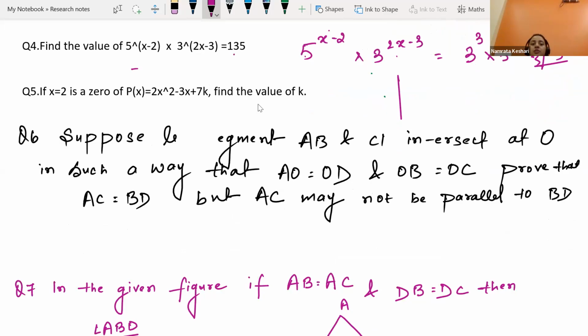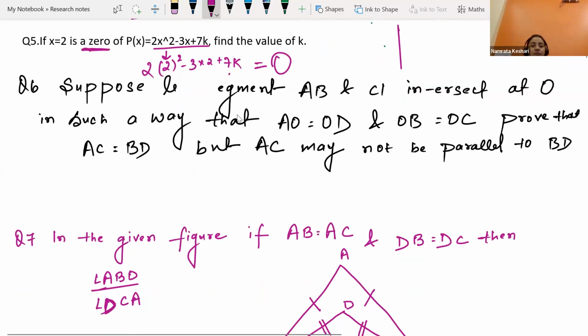x equals 2 is a 0 of this polynomial. If x equals 2 is a 0 of this polynomial, that means when we substitute x as 2 in this polynomial, at the place of x, when we substitute 2, our final answer will become 0. That's what the meaning of 0 is. 0 of the polynomial means such a value of x which will make the polynomial 0. You can put it over here, your final answer will be 0, and you can see clearly that we'll be getting the value of k from it. Okay, let's do the next one.